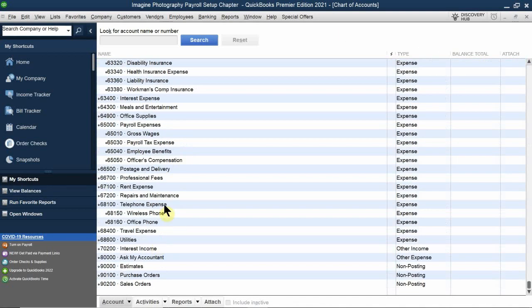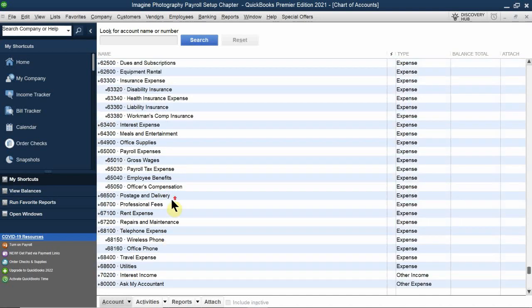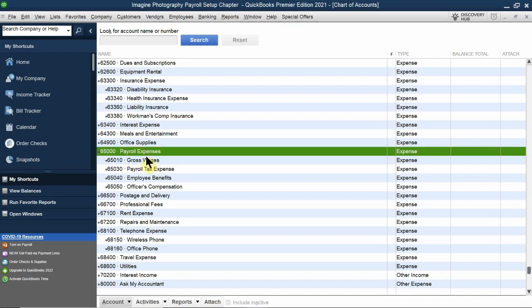Well, paying your employees is an expense that is part of your business. So right here under payroll expense, it's broken down into gross wages. Then you have payroll tax expense, and then you have the employee benefits. Then you have officers' compensation, okay, and so on and so forth, right? These are just the standard ones, okay?